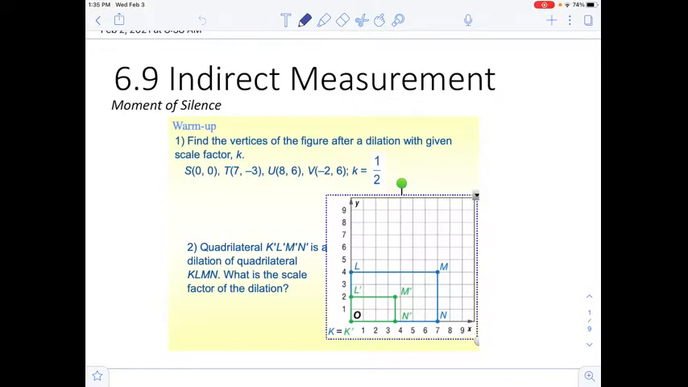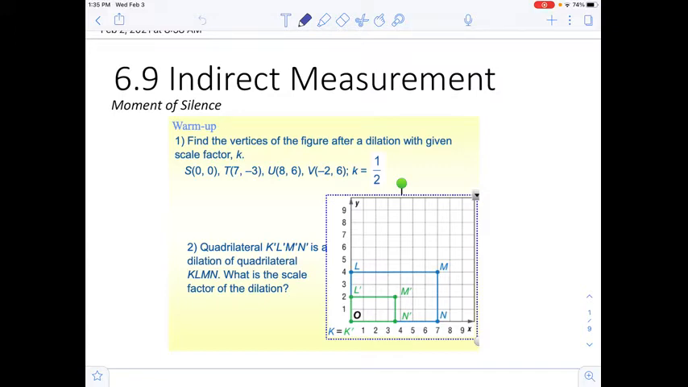Lesson 9.9 is on indirect measurement. So we're going to take the skills that we've learned so far in Chapter 9 and apply them to Lesson 6.9. There's 2 warm-up problems. Pause them, try it on your own, and then we will do them together.